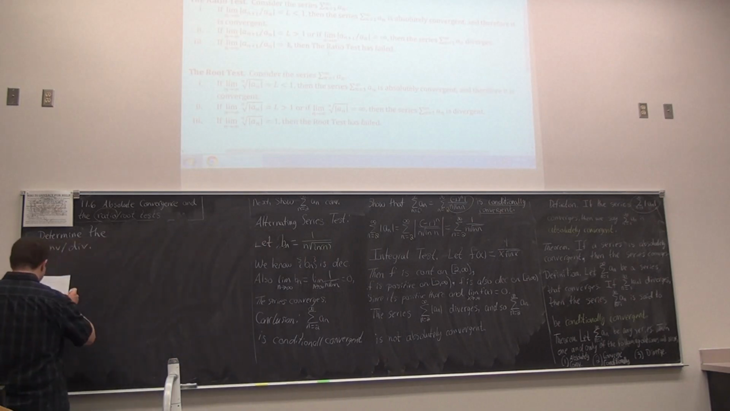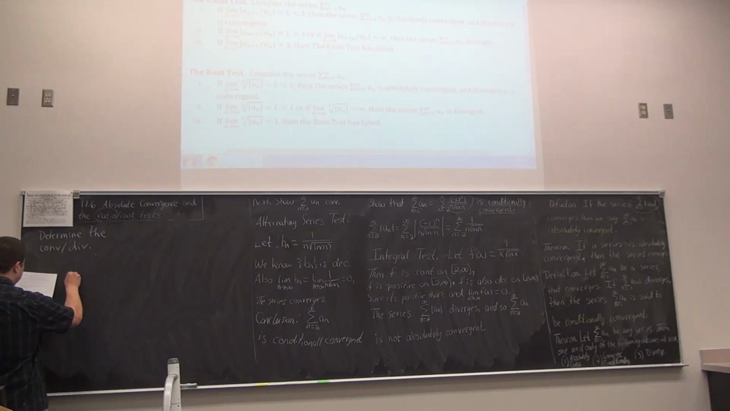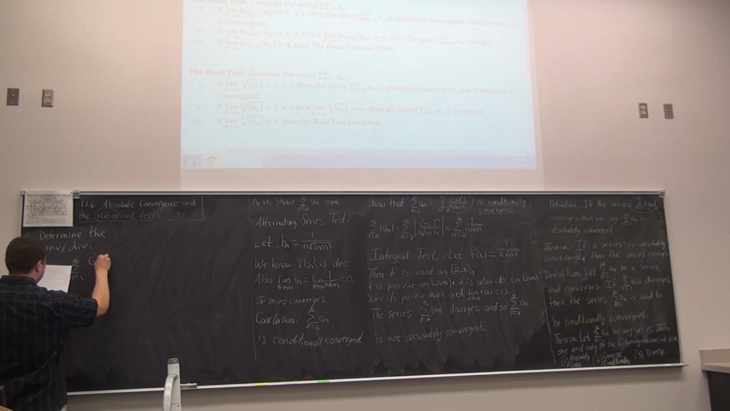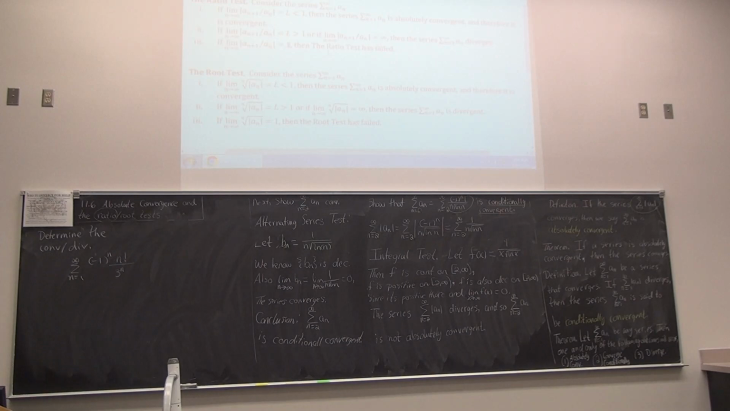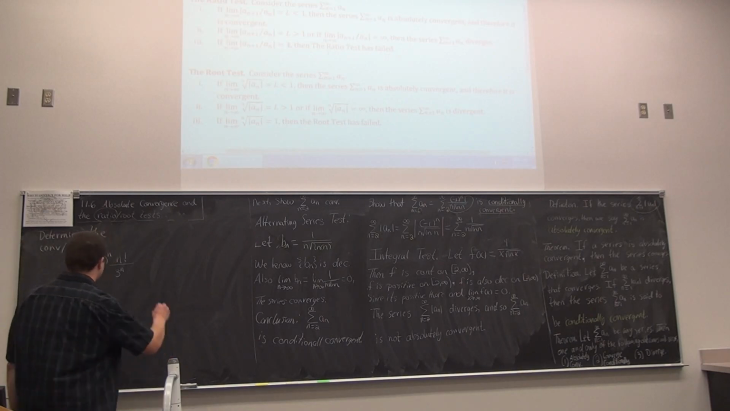And for our first problem, let's take a look at the summation as n goes from 1 to infinity of (-1)^n times n factorial divided by 3^n. So the n factorial is definitely a new feature in this problem. And a lot of times when you see factorials, it means the ratio test is probably a good way to go. So let's start off by doing the ratio test.